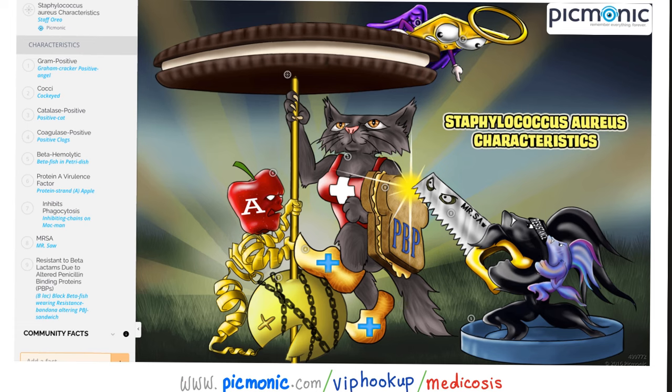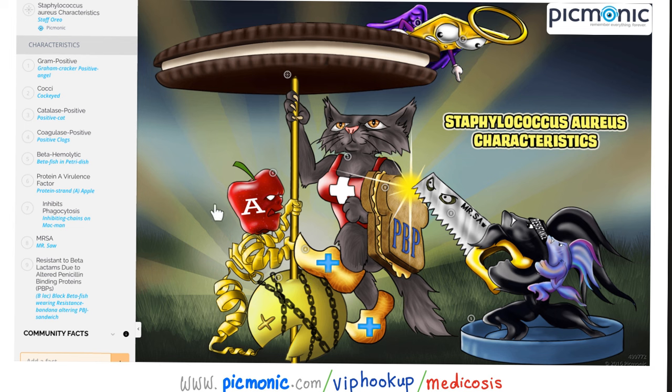Pause and review. Let's review the characteristics of Staph aureus from Picmonic. Staph aureus. Here is a staph. Here is Oreo. It's a gram-positive. When it's a gram-positive, Picmonic will draw an angel for you. Okay. Coccus. Cocked eyes. Cocci are spherical, as you see. Catalase positive. Here is a positive cat. Coagulase positive. Here is a positive clog. I will end up with staph clogging a piece of my skin. Tiny piece, like a folliculitis.